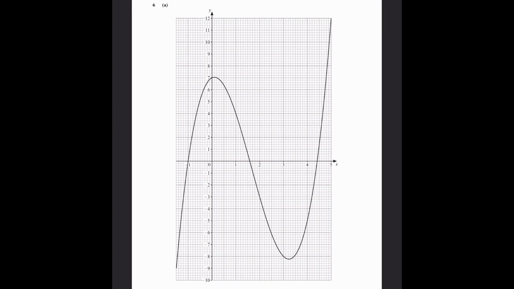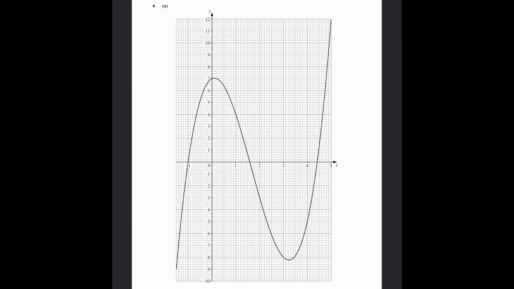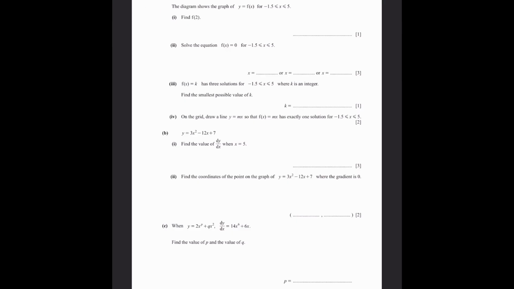Question 6. A. The diagram shows the graph of y equals f of x for minus 1.5 less than equal to x less than equal to 5. 1. Find f of 2. That means we need to find when x is 2. So when x is 2, y is equal to minus 3. So f of 2 is equal to minus 3.